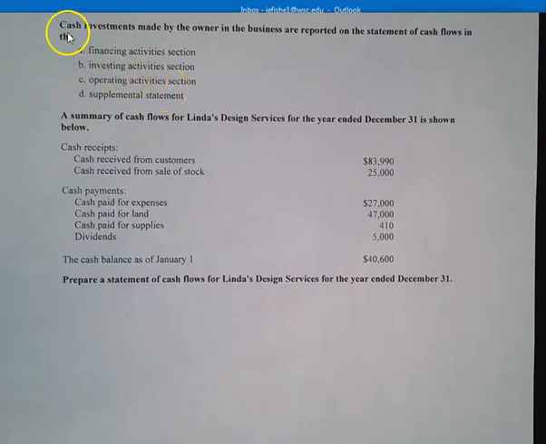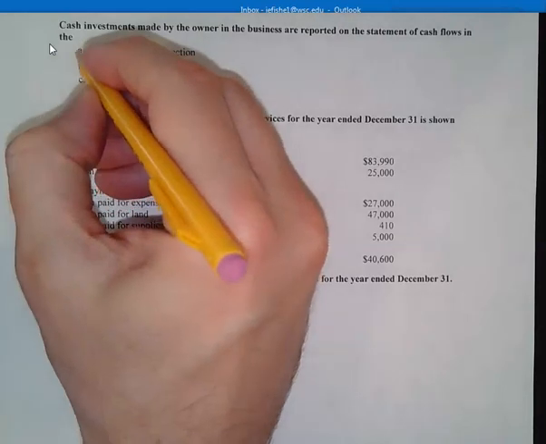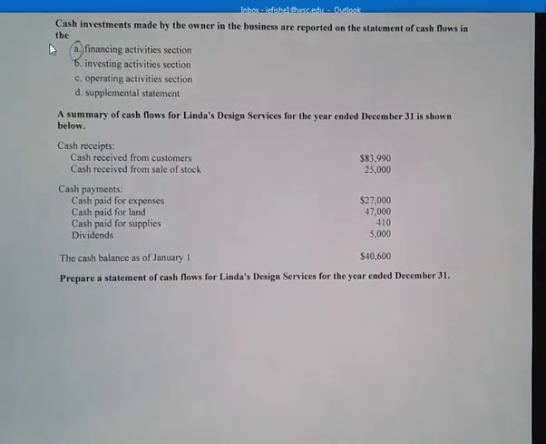So we have to be careful here because it says cash investments made by the owner in the business are reported on the statement of cash flows in. Now, be careful here. The answer is financing. So I want you to understand that what we're really asking here is it is the business's statement of cash flows, not the owner. The owner is an investor in the business. But for the business, that money that came in is a financing activity. So whether the company gets the money from a bank or from an individual, they sell bonds, whatever the case may be, that cash investment from the business's perspective is a financing activity.